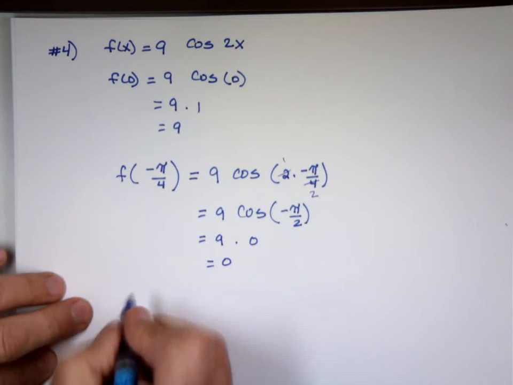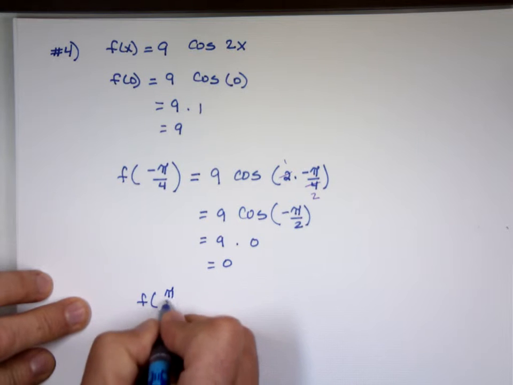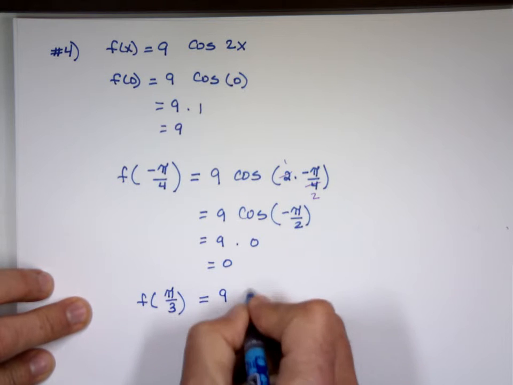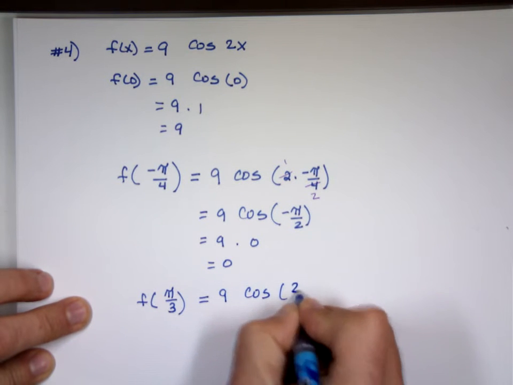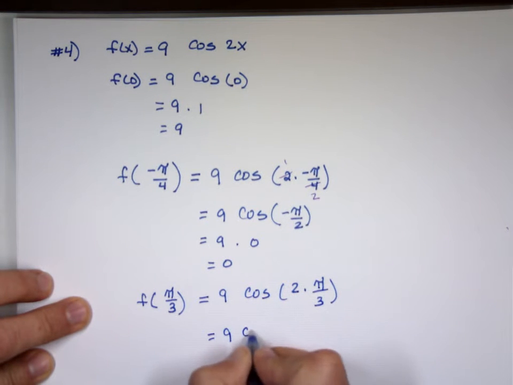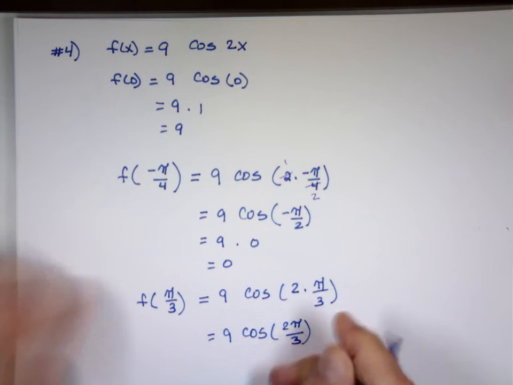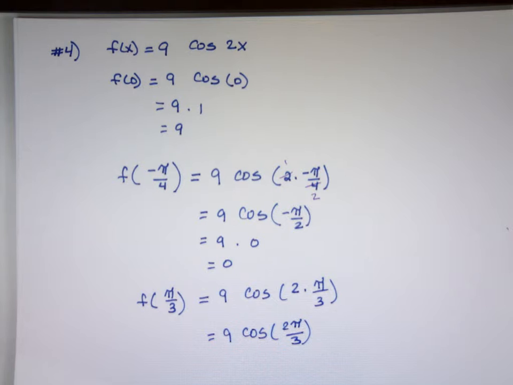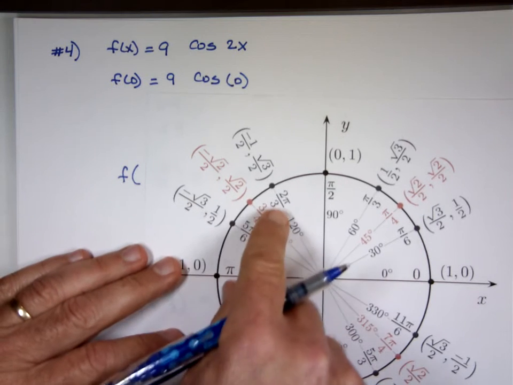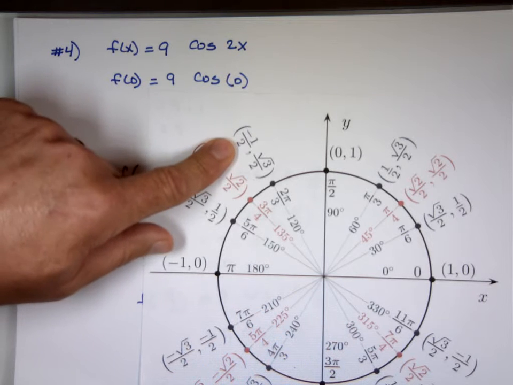And the last one, what's f of pi over 3? This will be 9 cosine 2 times pi over 3, which is 9 cosine 2 pi over 3. And if they're looking for the exact answer, you better use the unit circle, because, well, actually in this case you'll be okay. This is pi over 3, 2 pi over 3, you see it? What's the cosine of that? Negative 1/2.